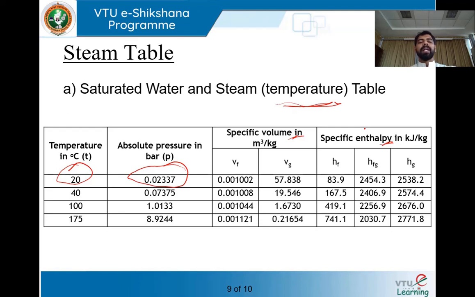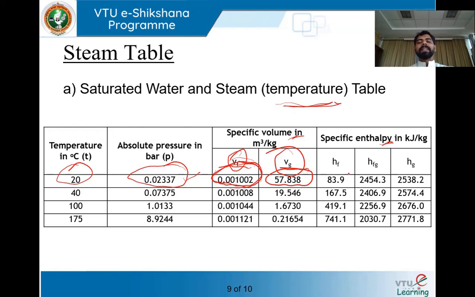What are those? At the given temperature, what is the pressure of the steam? Note down. And what is the specific volume? Since if it is a wet steam, you will have Vf as well as Vg. If it is a wet steam, both water particles and vapor particles will be there. So what is the volume occupied by the vapor particle at that particular temperature? The volume occupied by the water particles, and the volume occupied by the steam particles.